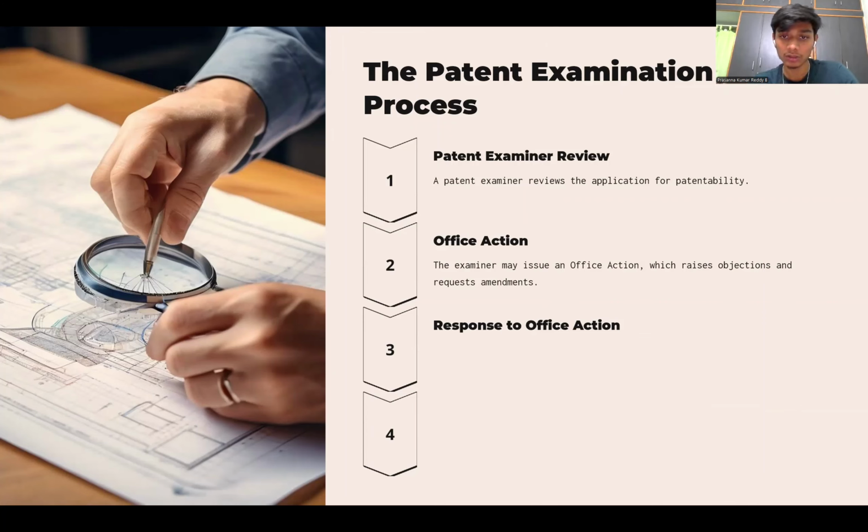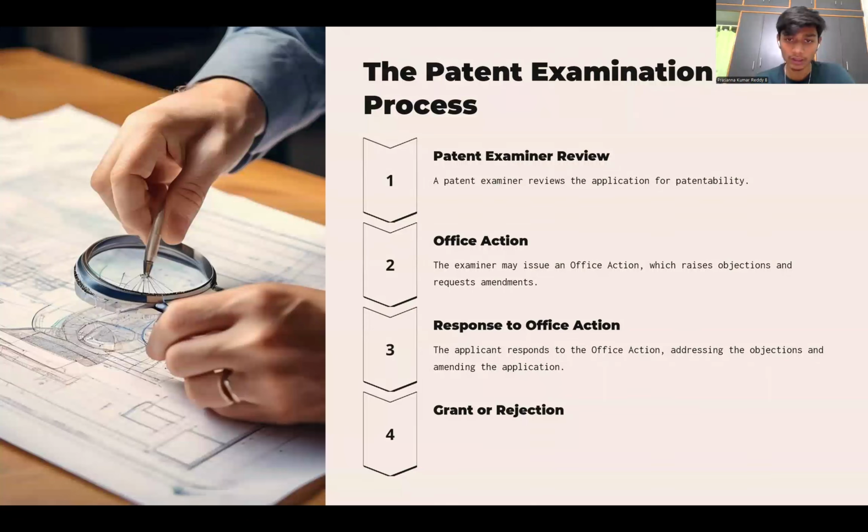And depending on that, there is a response to the office action. The applicant responds to the office action, addressing the objections and amending the application. As I said, a message is sent to the applicant regarding the issue, and the reply is sent by the applicant to the office. And the office takes a decision whether to grant the patent or to reject the application. So it happens in a proper process.